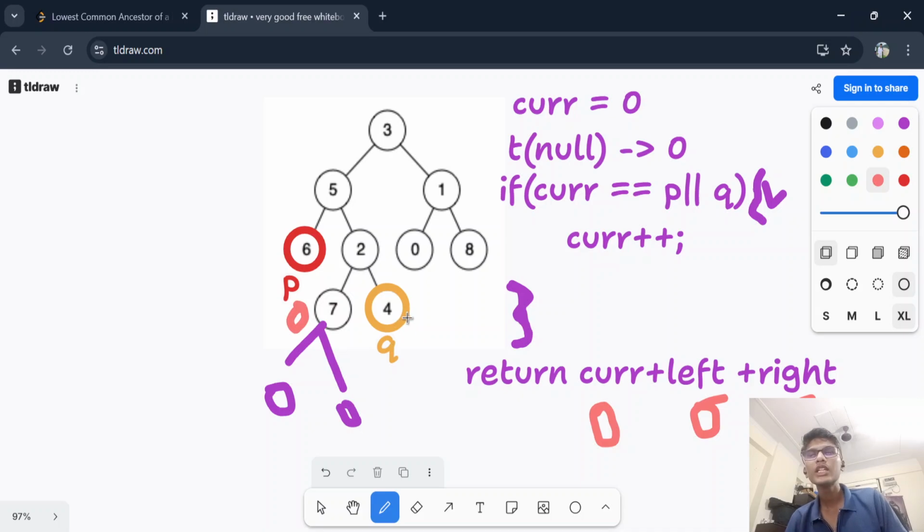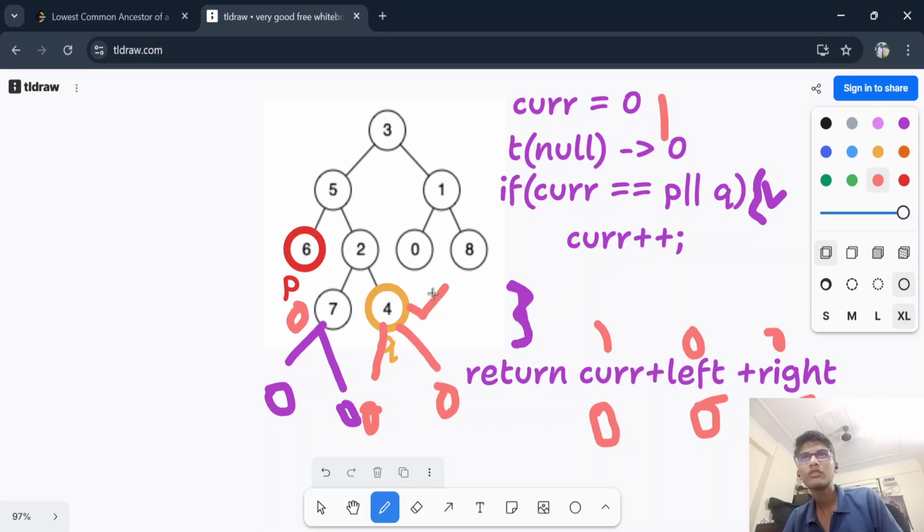Okay. This q. See, this q. Both the nodes are null. They will return me 0. Their left and right are 0, 0. But this q is equal to current. So current will increase. This 4 is equal to q. So current will increase to 1. Okay. And now my current will be 1. 1 plus 0 is what? 1. So this will return me 1. So again, this 2, now its upper function will check. See, this q will return me 1. So now its upper function will check, is this 2 equal to my q or p? So no, it is not equal to both of them.